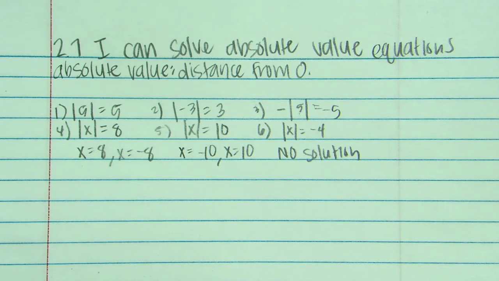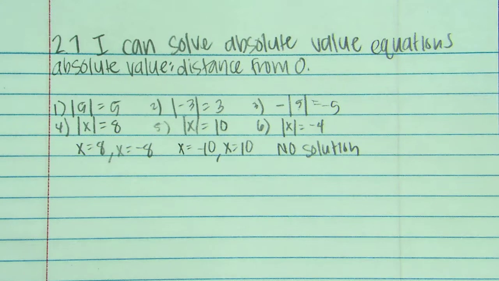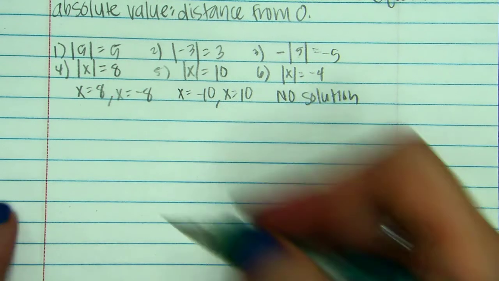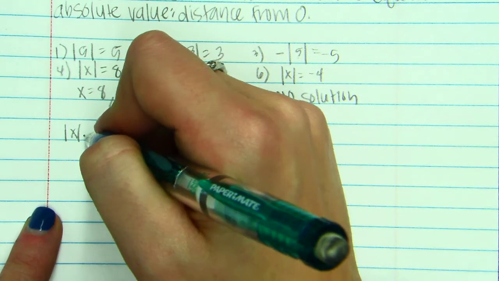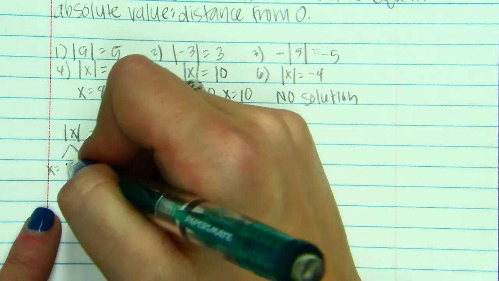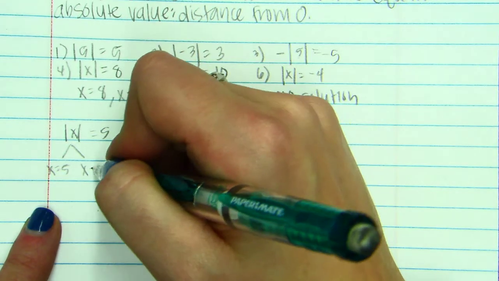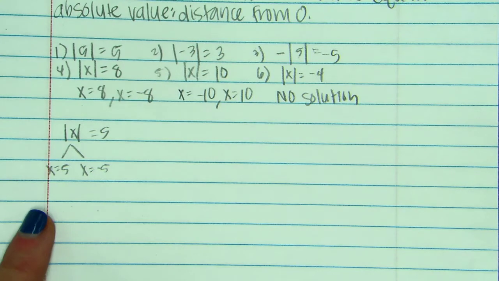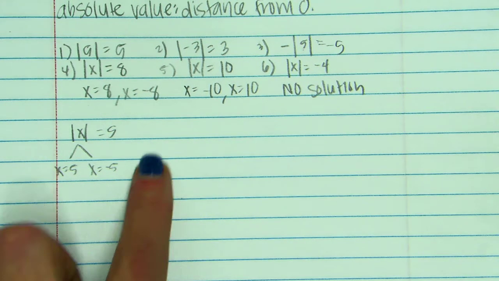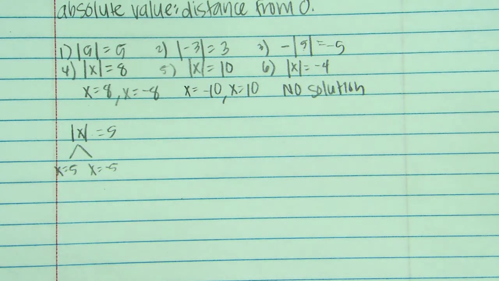Okay, let's talk about how we're going to use this. We said for problems like the absolute value of x equals 5, we have two possible answers. We have x is 5, or we have x is -5. Most of these are going to have more steps than this. This one really didn't have any steps. We just had to be able to find the answer.